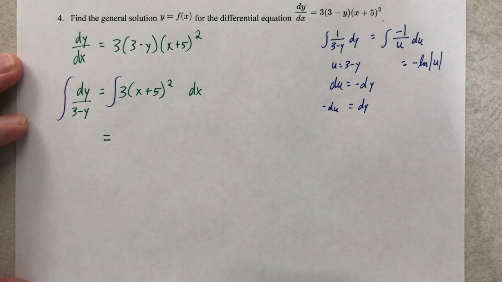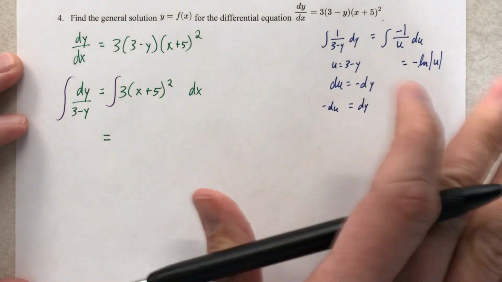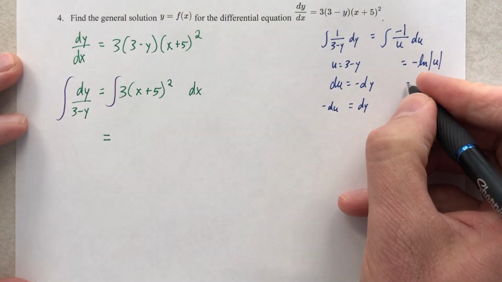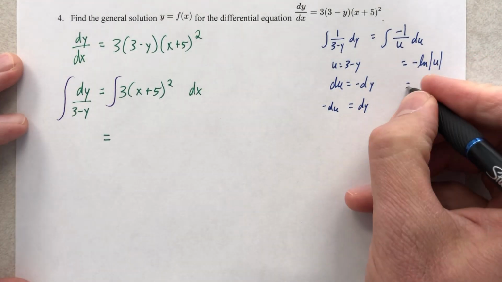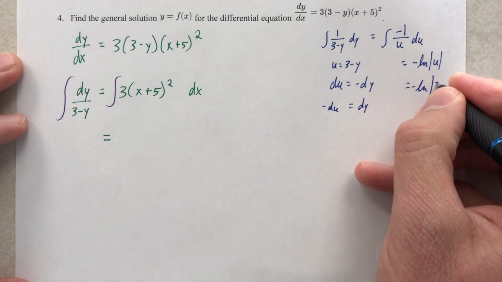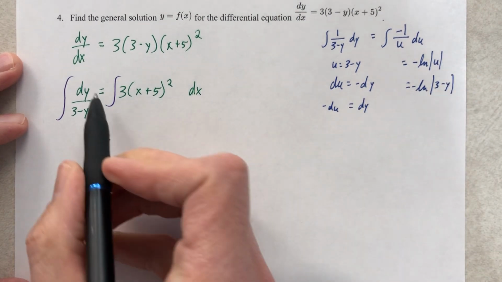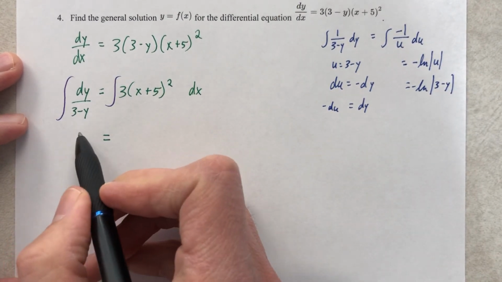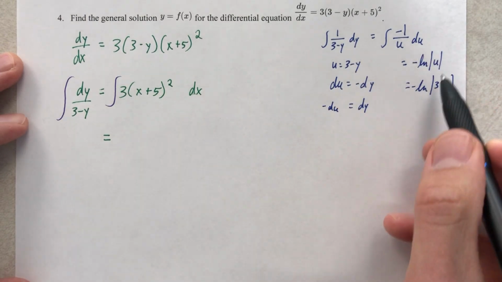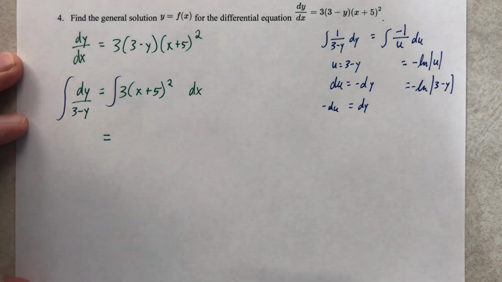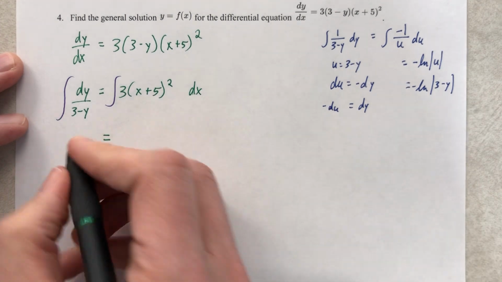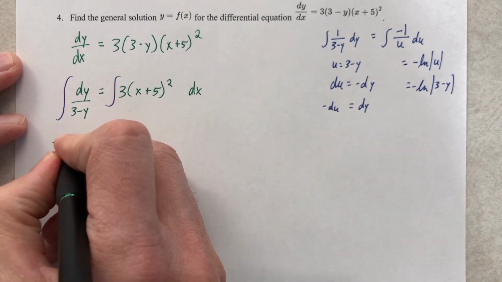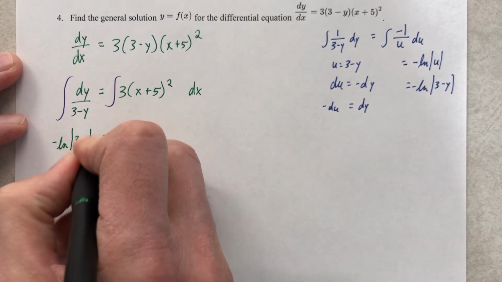I'm not ignoring my c. It's going to come out in the bigger process, so just bear with me. And oh, actually, that would almost be it. So negative natural log of 3 minus y. So all this, there it is. Okay, if you need to see it again, rewind the video. So negative natural log of 3 minus y.